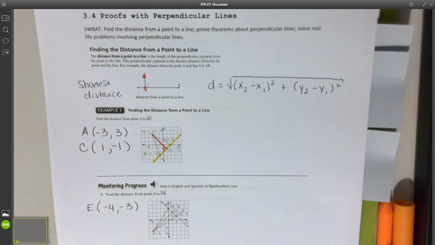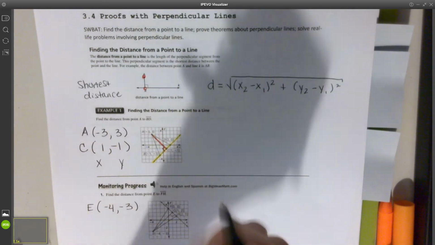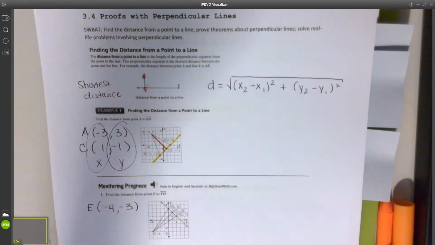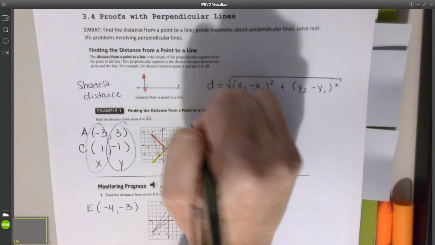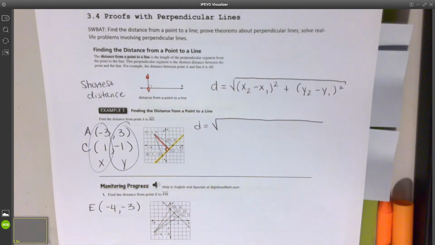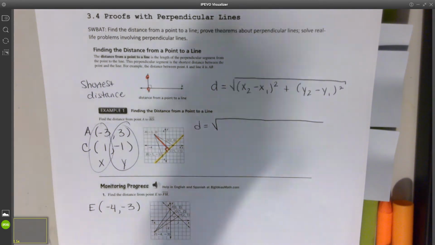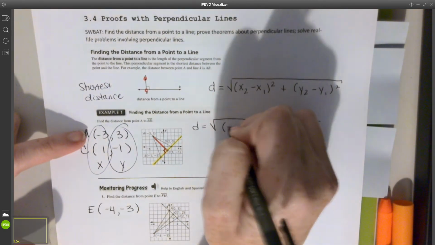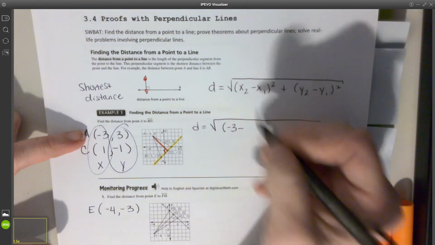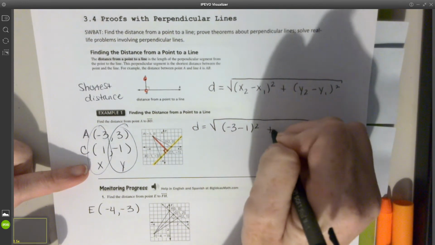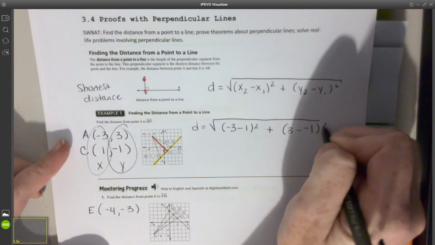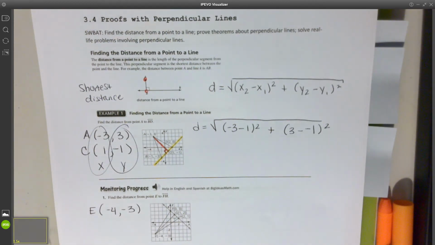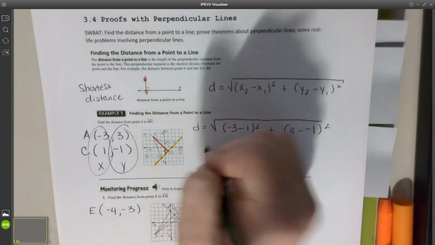For my distance formula, I like to stack my ordered pairs. So that way I have my x's together and my y's together. So here are my x's and here are my y's. And I'm going to put that right into my distance formula. So here you can see I start my distance formula with my square root symbol or my radical symbol, and then my parentheses. So I have -3 minus 1 squared plus 3 minus -1 squared. And I'm going to take this piece by piece. I don't plug it into the calculator until the very end.